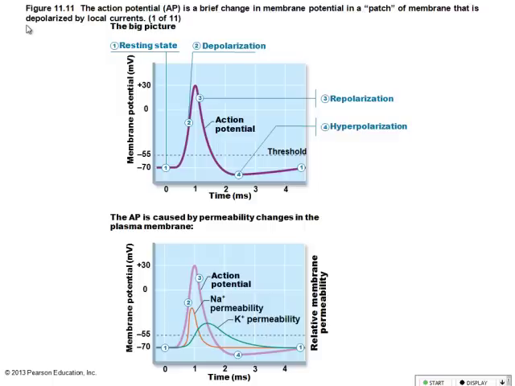Either another neuron or, what are the things that neurons communicate with? Other neurons, muscles, glands. Yeah, endocrine system.